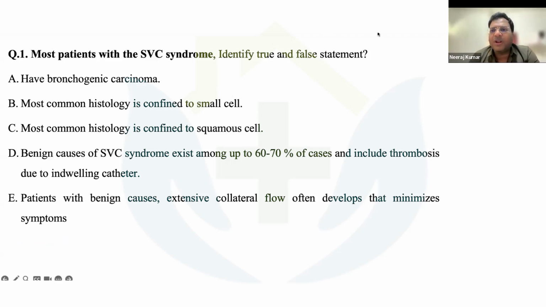Any of you who want to attempt this question, you can write in the chat box. Good, very nice. Two of you have opted for this option, where you feel the first two options are true, the next two options are false, and the last option is true. So just see the answer. The first two statements are true, the other two statements are false, and the last statement is also true. Now let us see why it is so.